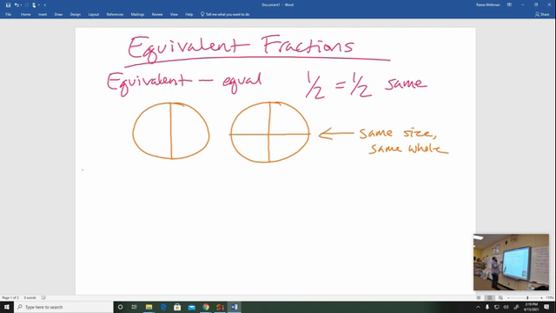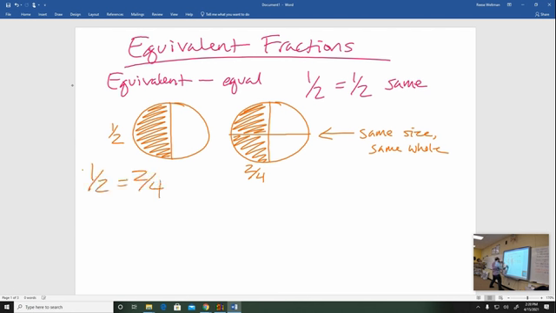So let's say I came to you and I said, all right, I'm going to give you a whole half of this pizza. And then I, out of this other pizza, I'm going to take 2 fourths. Which one of us would be getting the better deal? Well, look at the picture. They're exactly the same, aren't they? Same size, same whole, these pizzas are the same. That means that 1/2 equals 2 fourths, right? Those are equivalent fractions.